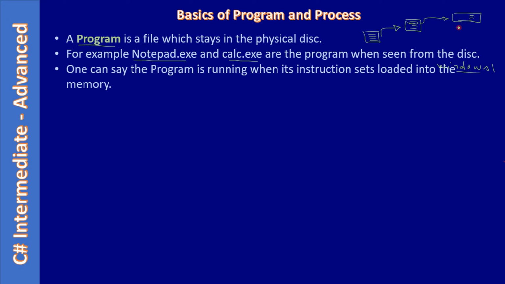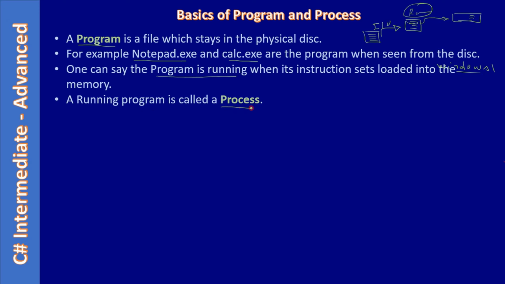So whatever it is, when from disk IO it is loaded into the memory, we call this a process. So a program is running when its instruction sets are loaded into the memory. That's the time we call a program is running. From physical disk it will get loaded into the memory. So a running program is called a process.